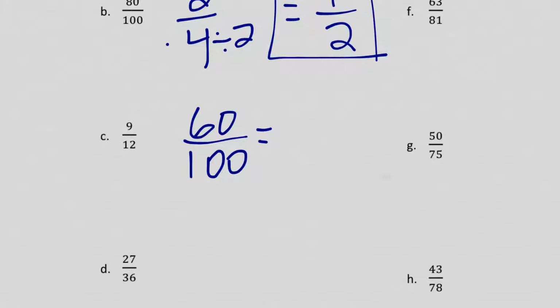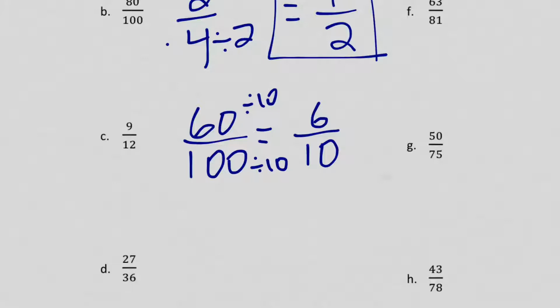So if we were going to do this in a couple of different steps, I might look at 60 over 100, and I might be able to see that, oh, yeah, they both end in 0, so maybe I could divide the top and the bottom both by 10. That's going to get me 6 out of 10 when I divide it out.